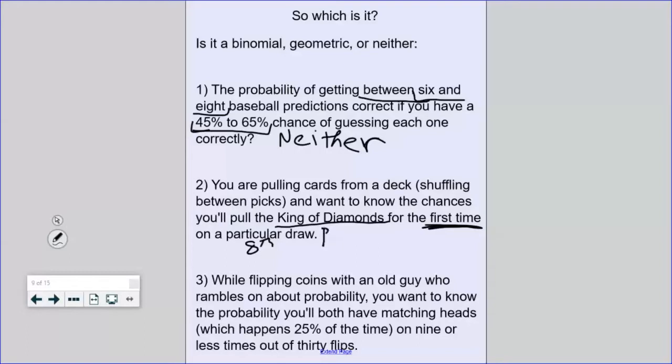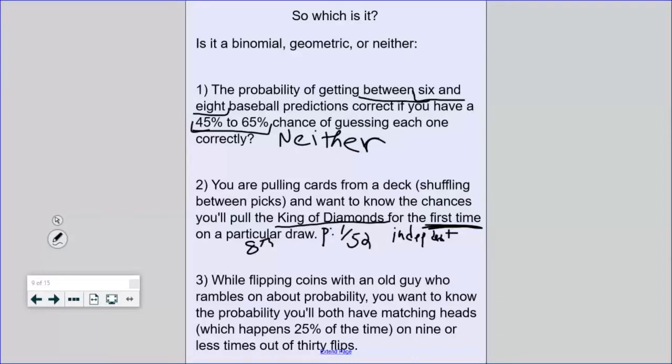Well, it says a king of diamonds. The chance of getting a king of diamonds is just 1 out of 52. And it's always 1 out of 52, provided I'm putting all the cards back in the deck and I'm shuffling between picks. So my chance is going to be the same. One draw, shuffle, another draw. Those are independent, so I do have independence.